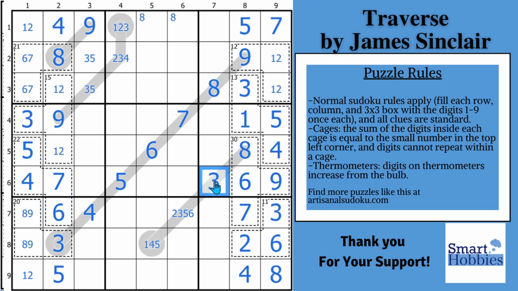This is a 3, and this is a powerful 3, because what it does is restrict this thermometer, right? This can be no higher than a 2, and that can be no higher than a 1. You've got to find that. And then what else does that do for us? These two cells can be a 4 or a 6. So I got the 4 right here. So that's a 4 or 6.